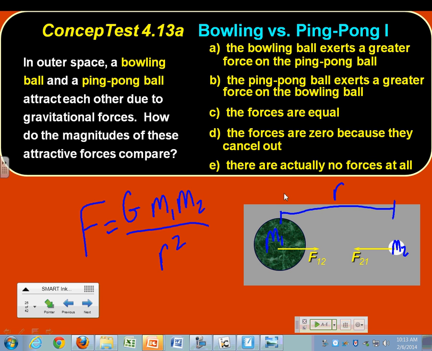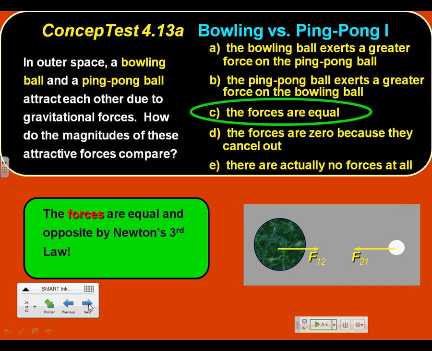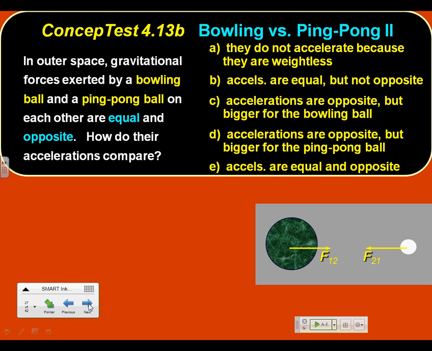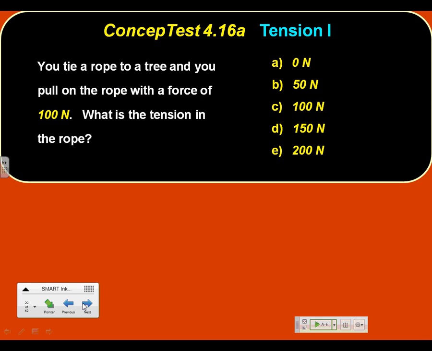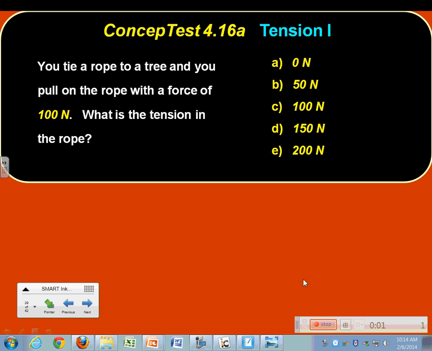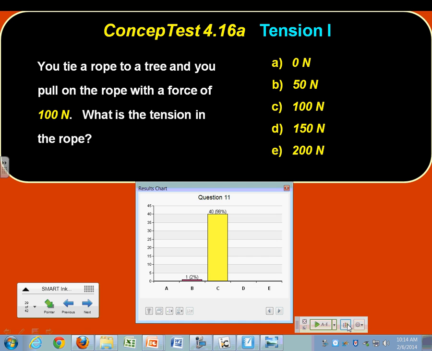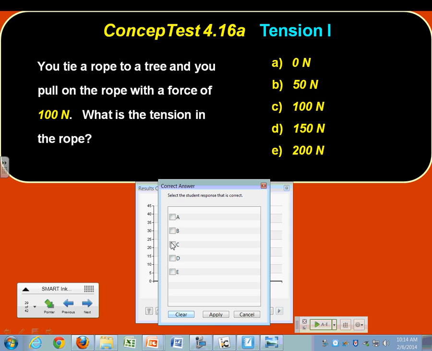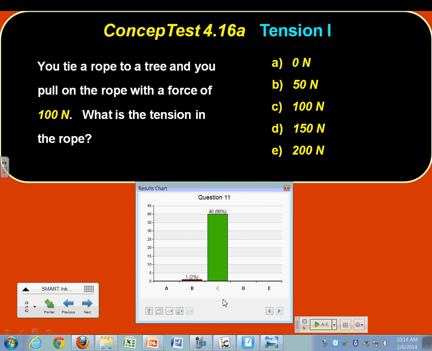All right, let's do one more, and then I'll hand back your quizzes. We're going to skip this one. You tie a rope to a tree, and you pull on the rope with a force of 100 newtons. What is the tension in the rope? It's supposed to be obvious, okay? C is the right answer. If I pull with 100 newtons, then I get 100 newtons of tension in the rope.